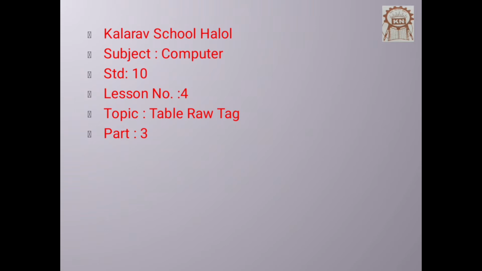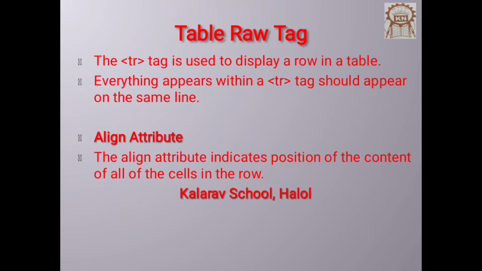Today we teach about the table tag. The TR tag is used to display a row in a table. Everything that appears within a TR tag should appear on the same line. It can carry three attributes.